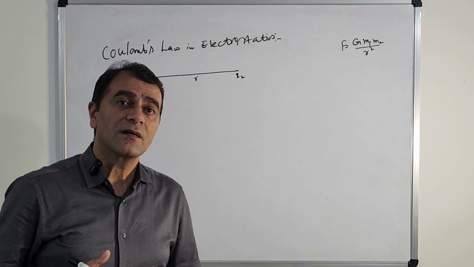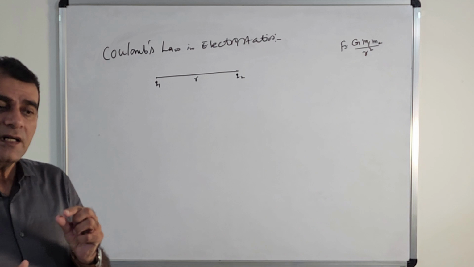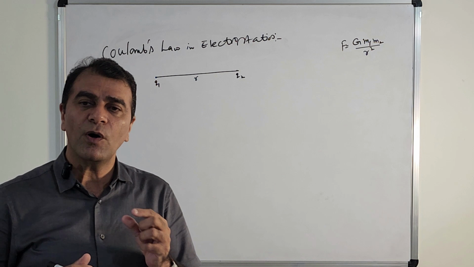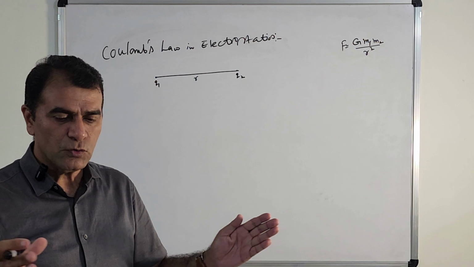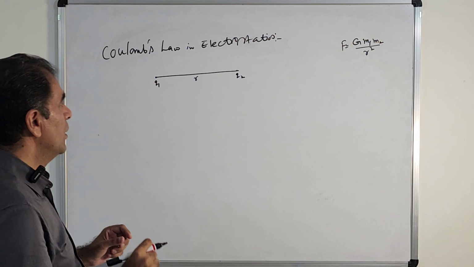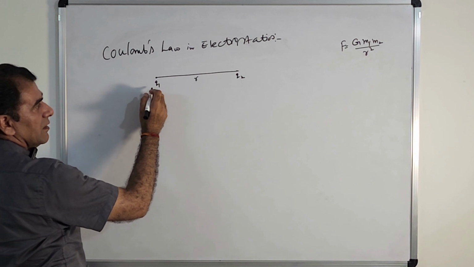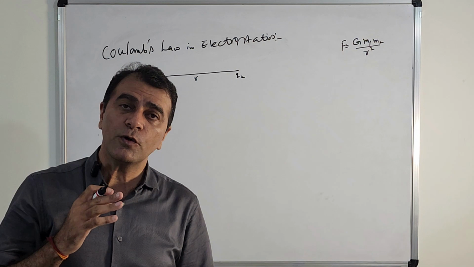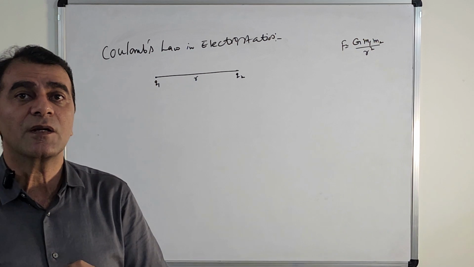What is a point charge? Very simple. A point charge means a charge whose dimension is very small in comparison to the distance between them. So if the distance between them is too large, they will be considered as point charges, right? So if Q1 and Q2 are point charges, then according to this law, there will be a force of attraction or force of repulsion.